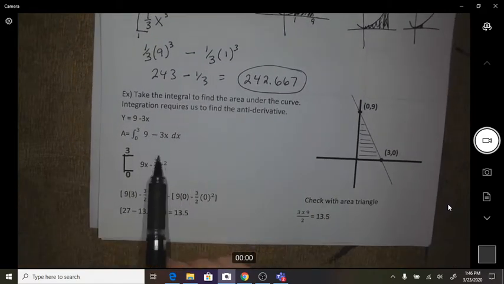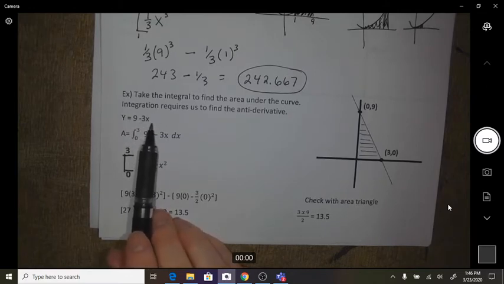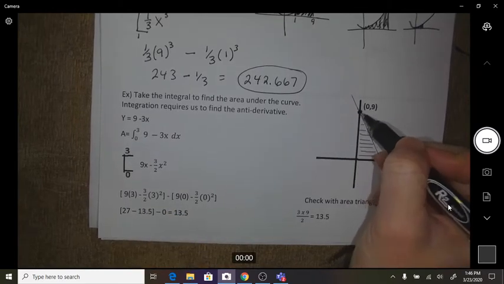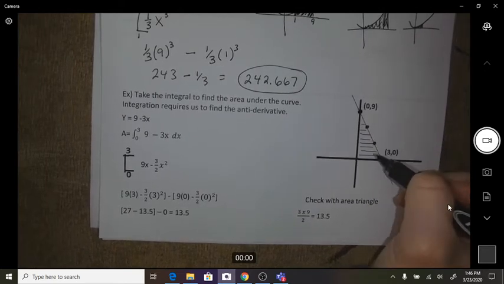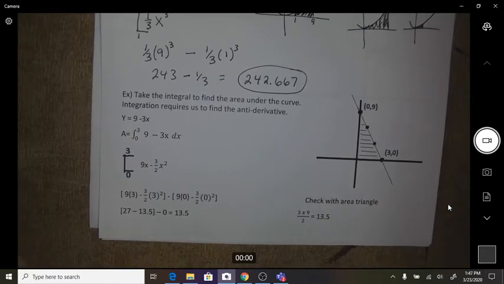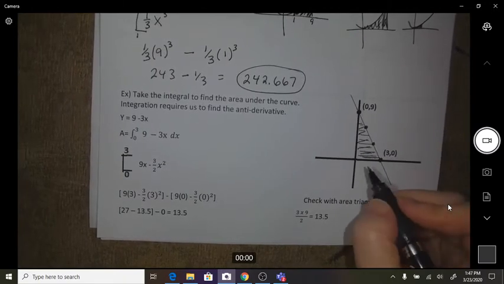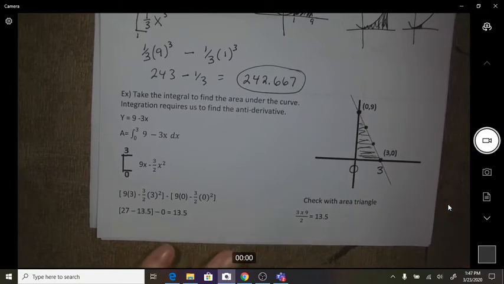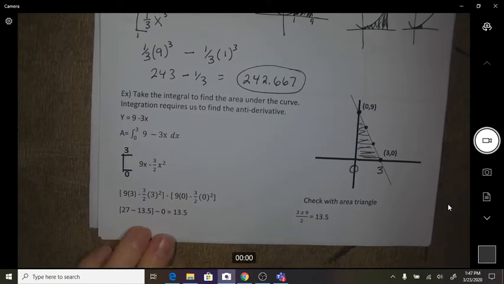Okay, we're going to find the area under this curve. So 9 minus 3x. I do know what that looks like in a graph. That is linear. It's going to have a y-intercept of 9, and it's going to go down 3, right 1, down 3, right 1, down 3, right 1. I want to find this area, from an x value of 0 to an x value of 3. That is this language, finding the integral from 0 to 3 of this curve with respect to x.